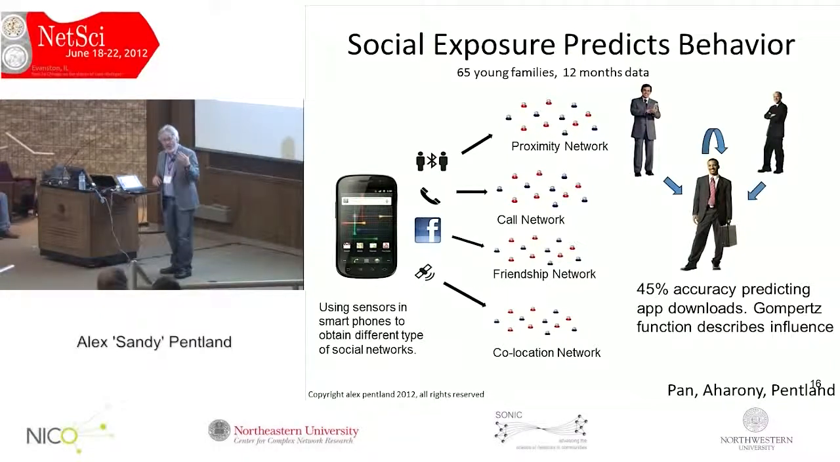So if you combine the exposure across these different networks, and principally the proximity and call networks, you can predict what apps people will download as a function of the people they're exposed to, and get an accuracy that's around 45%, which doesn't sound so good, but you need to remember there's a lot of different apps, right? So there's something that is a canonically cognitive decision, but yet you can do a very good job of predicting it by looking simply at this exposure variable. And it's time, some number of times. It's not unique individuals. It's not arguments. It's not many other things.